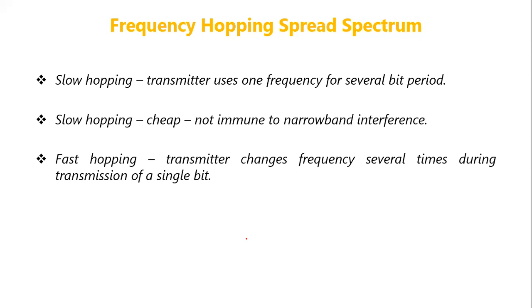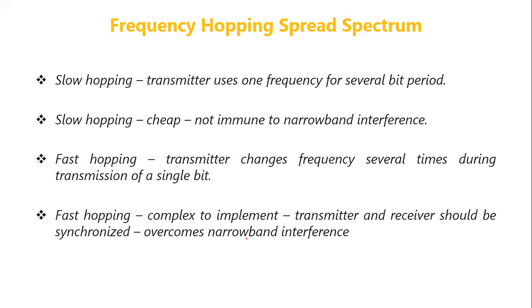With fast hopping, the transmitter and the receiver will change the frequency several times during the transmission of a single bit. In slow hopping, the transmitter uses only one frequency for several bit periods, whereas in fast hopping, the transmitter changes frequency several times during the transmission of a single bit. Just during the time required to transmit one bit, the transmitter will change frequency several times. Okay.